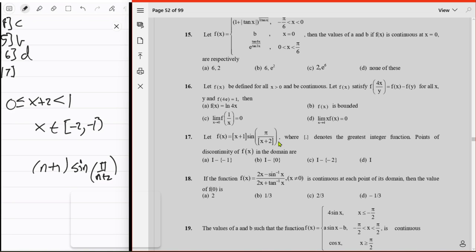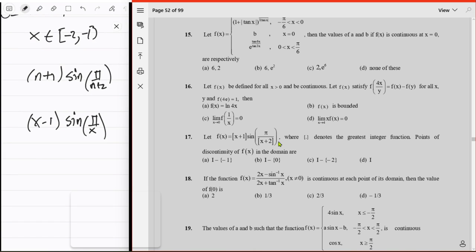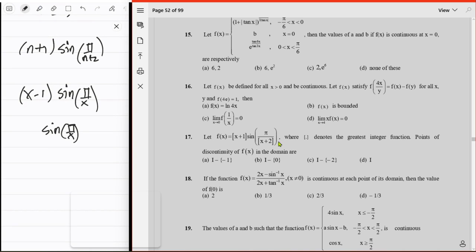Some other way. Come on, think about it. Isn't there some other way that I can do this? What about this kind of function? x minus 1 times sine of pi upon x. Think about this function for a second. Think about this guy's derivative. It will be sine of pi upon x, and this guy's like this plus x minus 1 times pi cosine of pi upon x.